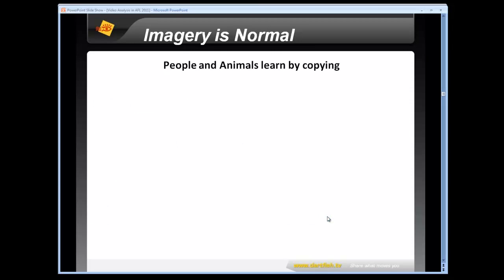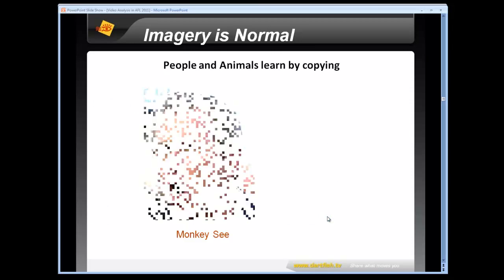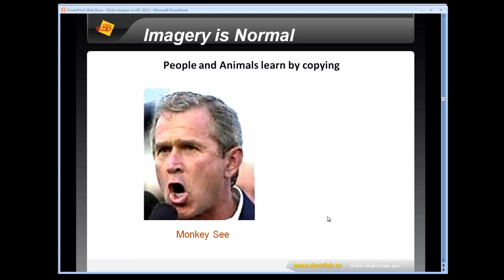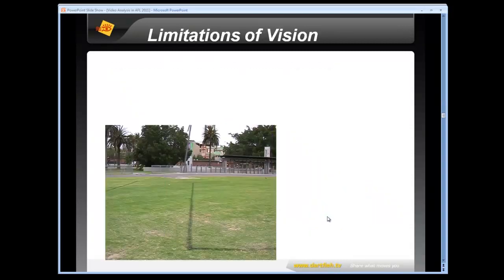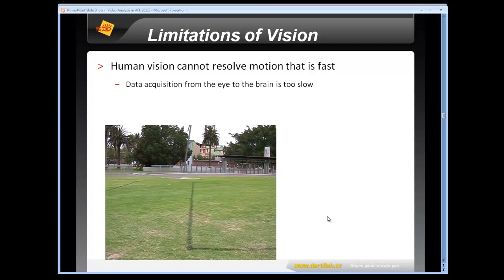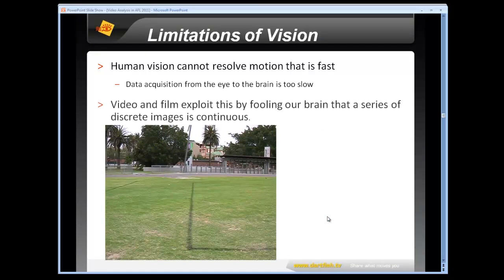Yes, I do. So with regard to imagery, imagery is normal. People and animals all learn by copying and by using visual cues. Monkey see, monkey do, as you see. And you've given a great example, Jono, of what happened with the American kids. The reality of our vision, though, is that it can't resolve motion that is too fast. And that's where video and film help, because they allow you to view video and break it down. The reality is that film is just a whole lot of individual images.